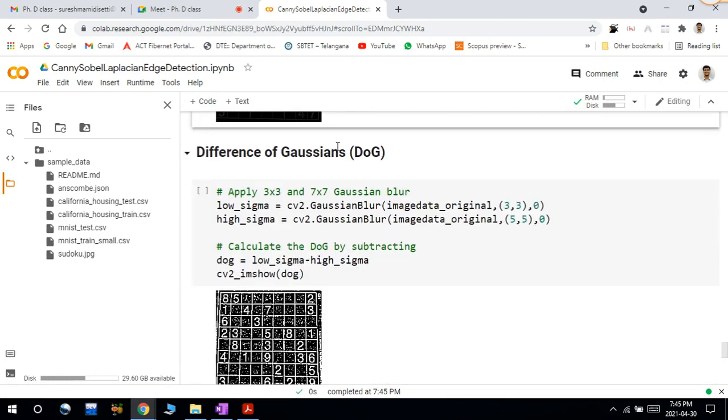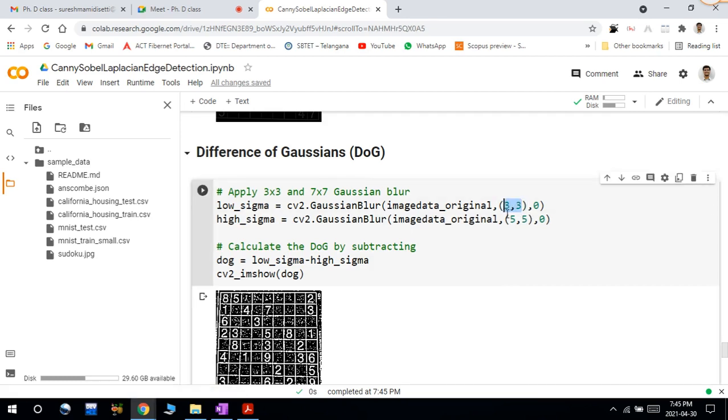In the case of the difference of Gaussians, I apply a Gaussian blur with one magnitude value, that is sigma 1. Then I apply another Gaussian blur with another kernel with some other magnitude value, that is sigma 2. Here I apply the first with a 3 by 3 filter and the second with a 5 by 5 filter. After this, two Gaussian filters are applied on the particular image.